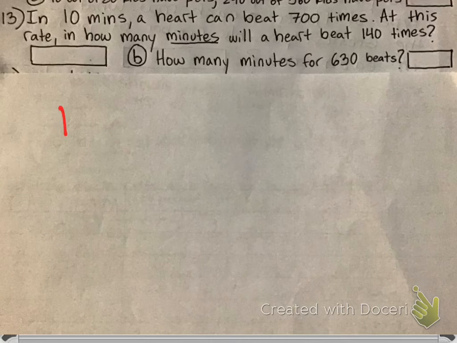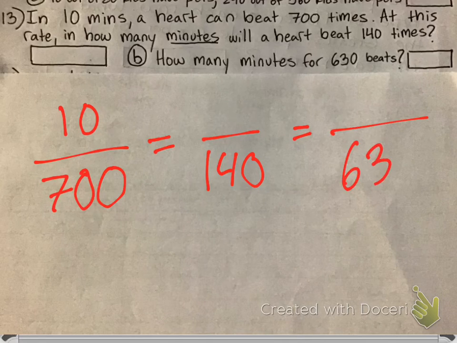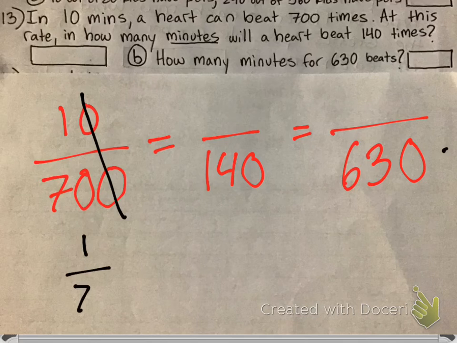In 10 minutes, a heart can beat 700 times. Our initial ratio would be 10 over 700. We want to find out how many times it beats in 140 minutes, and then how many minutes it takes to beat 630 times. Here's the easiest way. Let's simplify this first fraction, 10 over 700. Divide by 10. Just cross off my zeros. I get 1 over 70. Excellent. How do I go from 70 to 140?